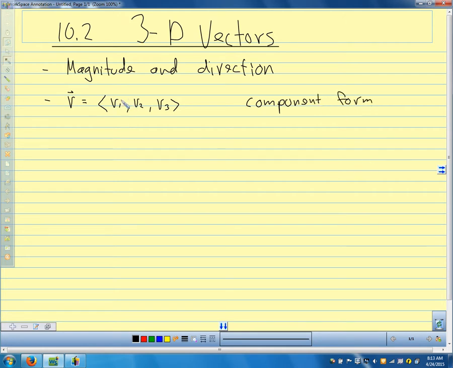So this tells us the vector is so many units in the x direction, so many units in the y direction, and so many units in the z direction. And our x component is v1, our y component is v2, and our z component is v3. If we write v equals, we can also write it this way, v1 i hat plus v2 j hat plus v3, for our z component, we use k hat. And this is our standard unit vector notation.